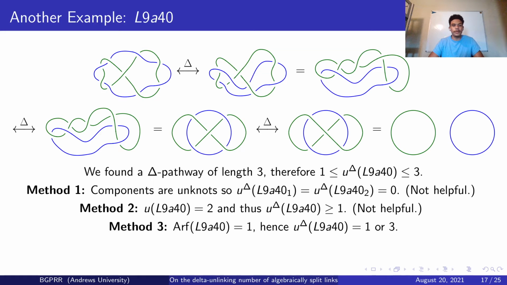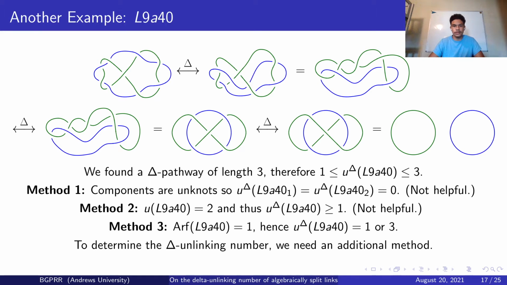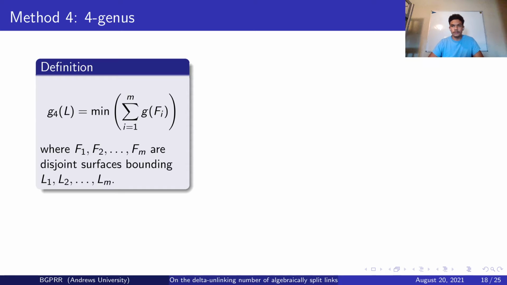But yet, with these three methods, it's not enough to fully determine the delta unlinking number for this link, and so we must talk about an additional method. This prompts our discussion of the 4 genus. The idea is, knots and links can be thought of as boundaries of some 4-dimensional surface.